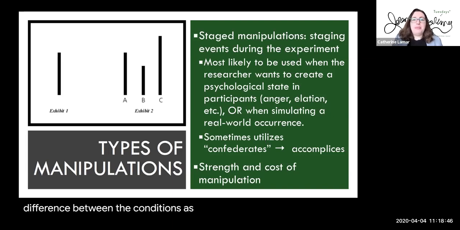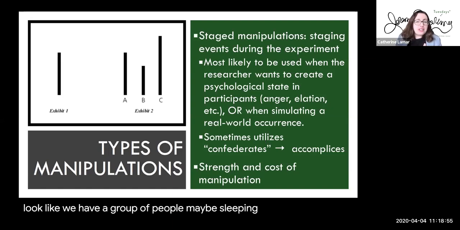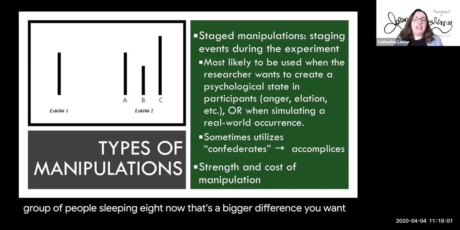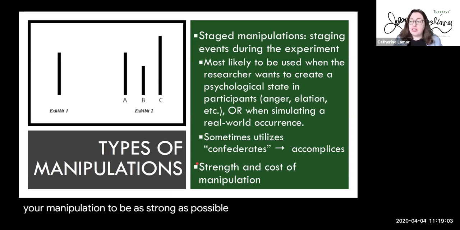A stronger manipulation would have a bigger difference between the hours of sleep. So what would that look like? We have a group of people maybe sleeping 4 hours and a group of people sleeping 8. Now that's a bigger difference there, and that's a stronger manipulation. You want your manipulation to be as strong as possible while still appearing realistic, which means that someone sleeping 4 hours technically is plausible. Sometimes that's all the sleep that we get for the night.